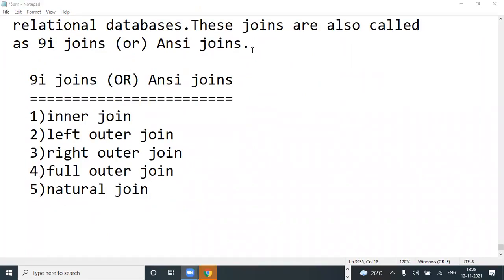9i joins or ANSI joins: inner join, left outer join, right outer join, full outer join, natural join. Practically it is very interesting how it happens and how it is executed. I'll explain the executions and the construction from the start. Very interesting.